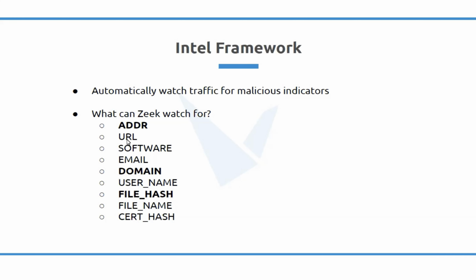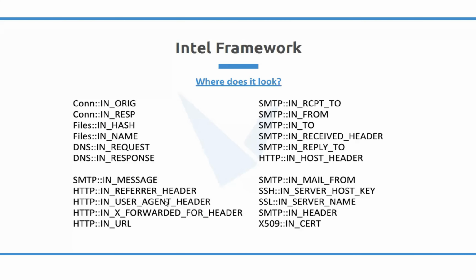Also, it can look for URLs. So if you have bad URLs, you can give the URLs and it can look for them. It can also look for bad software, spamming email addresses that you want Zeek Intel to monitor for, and the username, file name, and cert hash as well. So these are all the other intel types that Zeek supports. Where does it look?